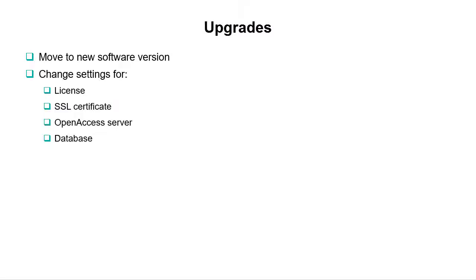So far, our scenario has been for a complete installation. You'd also perform a complete installation if you uninstall a product, then run the installer again. However, you may simply need to move to a new release of the data pipeline or make changes to an existing installation, such as a different license key or SSL certificate, or different settings for the Open Access Server or database. In those cases, perform an upgrade rather than a full installation.